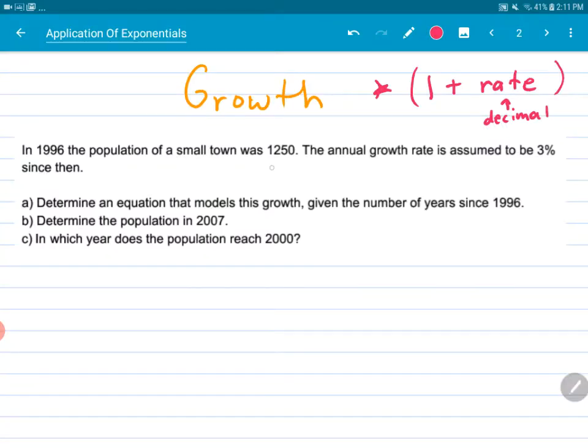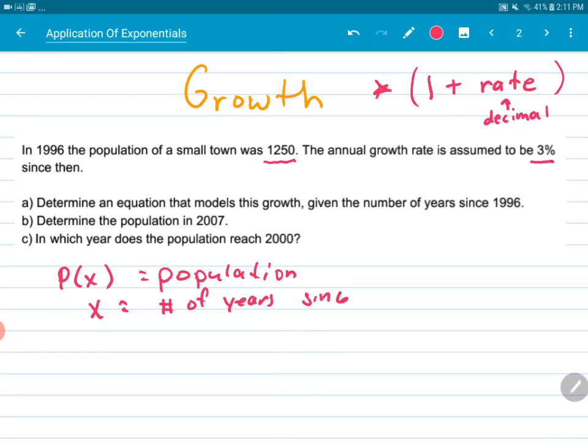So the important things to note here, I'm going to underline some important things. We know that our equation, we can make it f of x, we can make it whatever we want as long as we really define it. So I'm going to say that P of x is going to be our population, and x is going to represent the number of years since 1996. It is important to establish your variables.